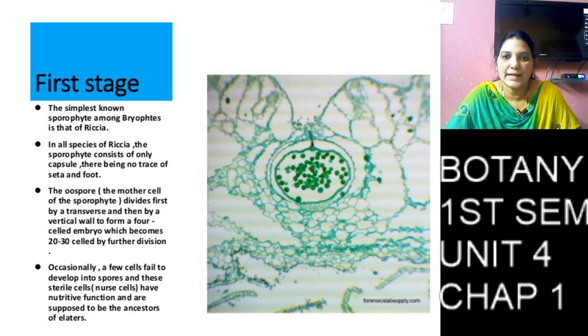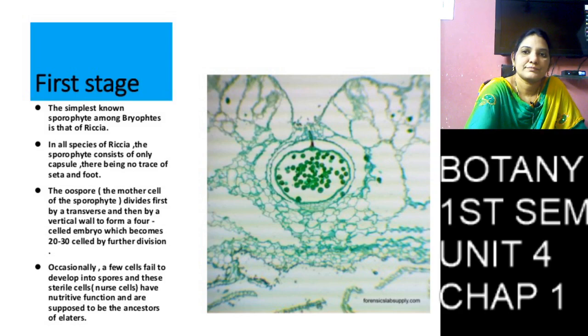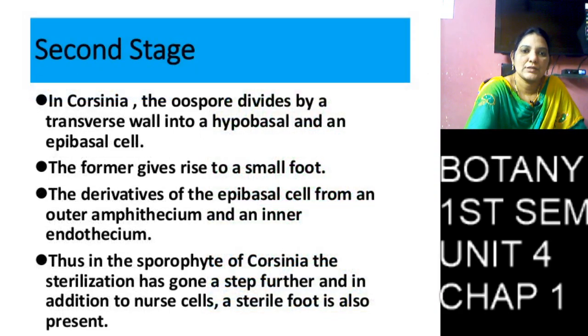The capsule is attached to the thallus and absorbs water, minerals and nutrition from the thallus to help the spores, and only the outer layer is present. The spores are present on the inner side of the sporophyte. This is the first stage, the Riccia stage.